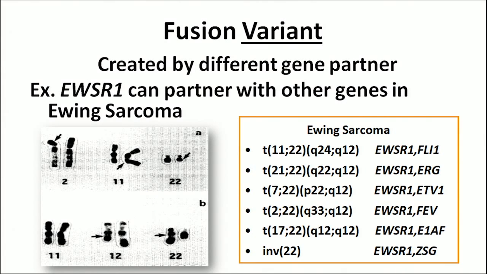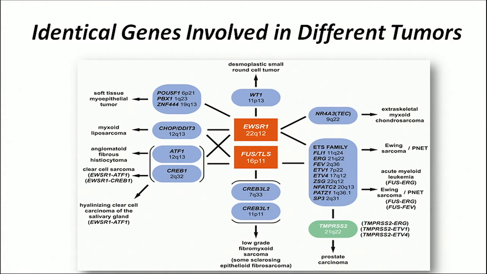A variant is a translocation with a different gene. So instead of having EWSR1-FLI1 and all its types, you can have EWSR1-ERG, and that would be a different fusion variant. It produces the same tumor, but with different genes involved.